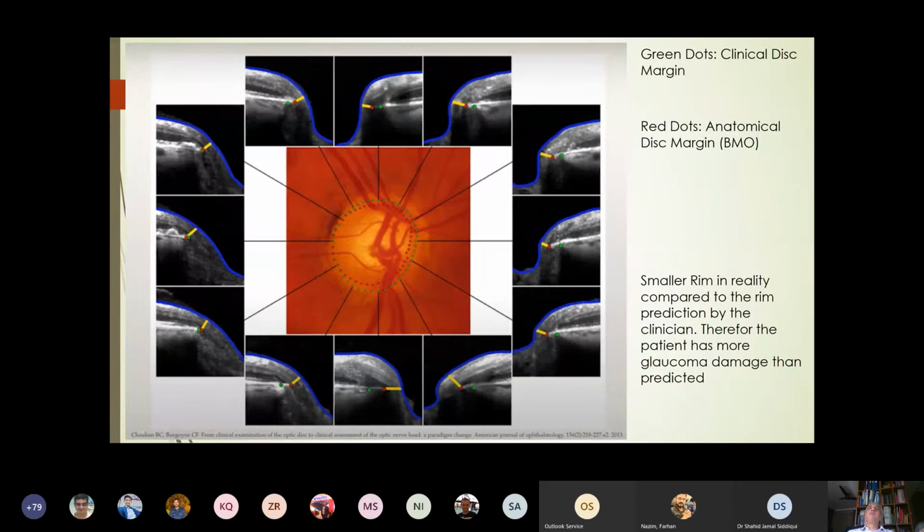So here we can see we have a tendency to overestimate the rim area compared to what the machine can consistently delineate in this area. So there is a smaller rim in reality compared to the rim predicted by the clinician. Therefore the patient has more glaucoma damage than predicted. Because the machine is going to calculate the cup to disc ratio according to this opening, which it has measured from the Bruch's membrane opening.